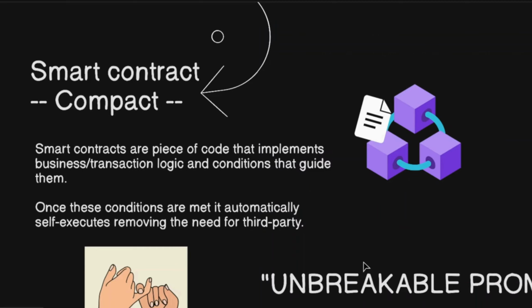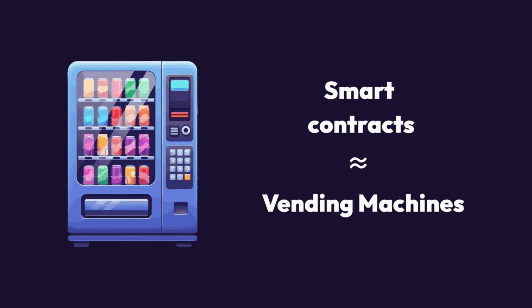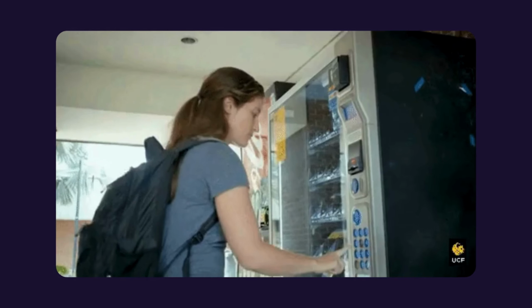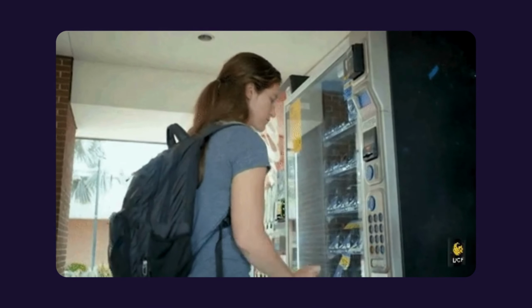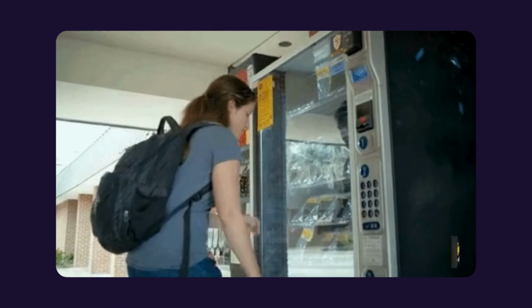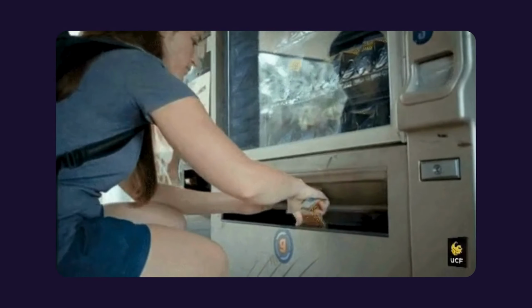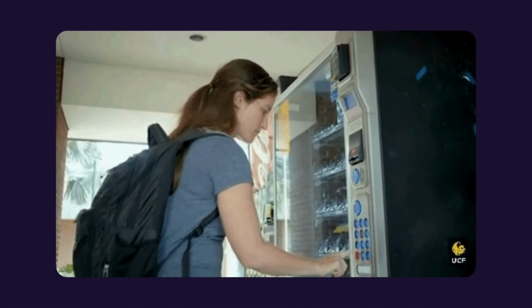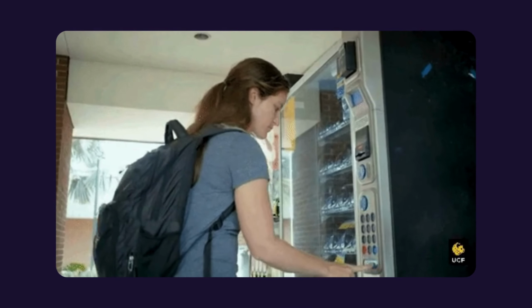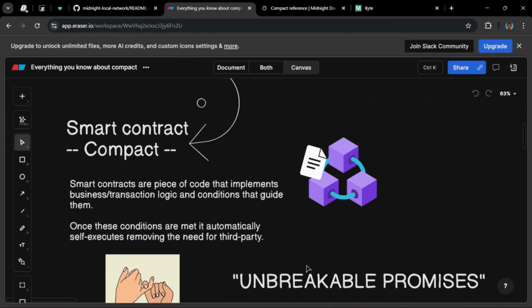So a very good analogy to understand what smart contracts are is for you to think of smart contracts as a vending machine. You know, with vending machines, you place a specific coin of a certain amount into the vending machine and then you select an item and then you get that particular item as long as you've provided the correct amount. So that's what smart contracts are. Now that we're familiar with what smart contracts are, let's dive straight into writing our first smart contract on the Midnight blockchain network using Compact.